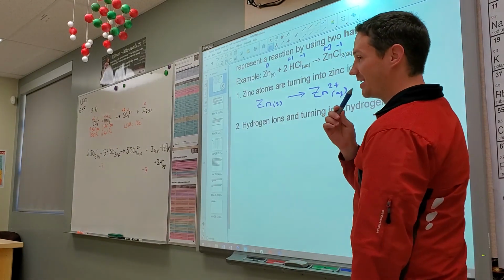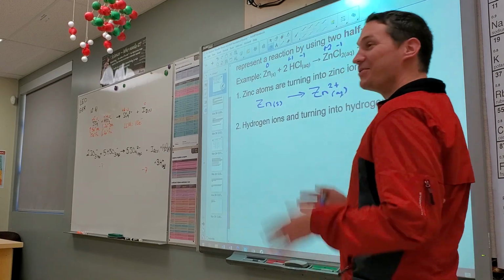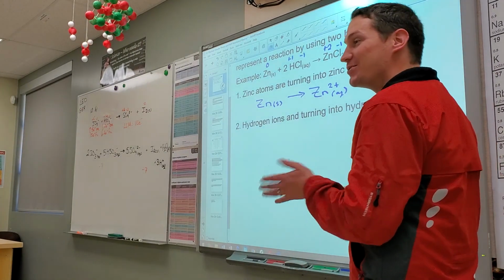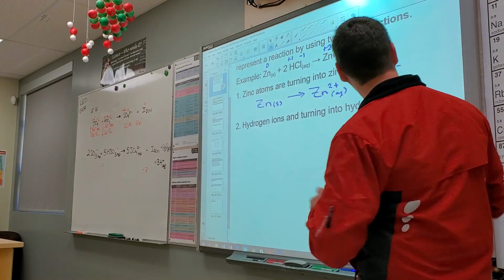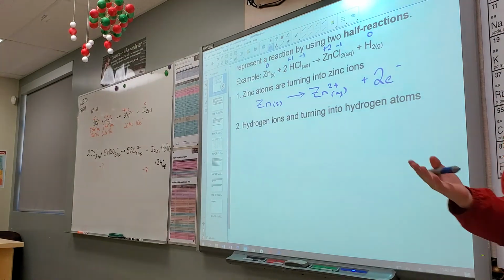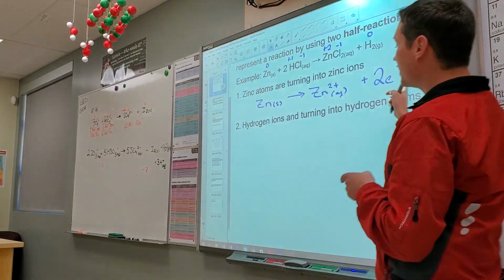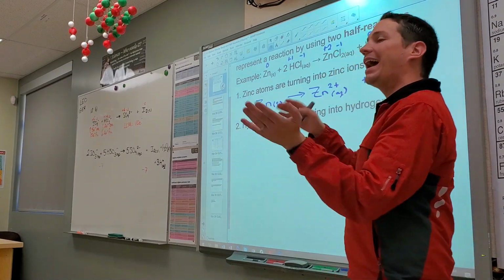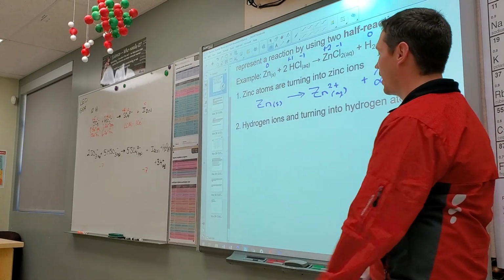Probably on the side of the 2+. Why? Because you want to balance the charge. So how many electrons should we put there? I'd probably throw in 2. Yeah, let's throw in 2. Good job. So 2 electrons. This is what we call a half reaction. Can you understand how this is showing us half of the story of this reaction? So this is what we call a half reaction.